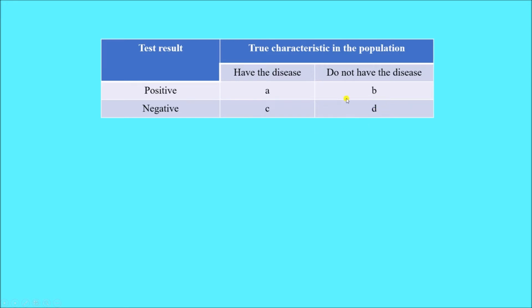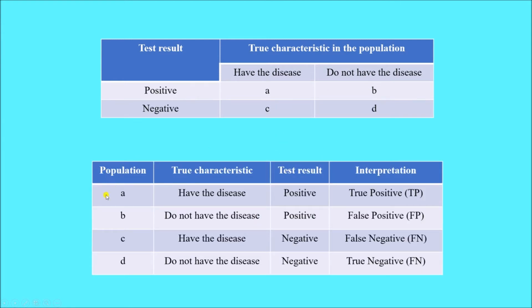The confusion lies between cell B and cell C, right? So we have to see this population A who have the disease and tested positive, they are considered as true positive. So true positive, this positive or negative, you can see we are talking about true positive, false positive, true negative, false negative, etc. So this positive or negative is basically what the test result is. The first word, true or false, is basically when you are considering the actual characteristic in the population.